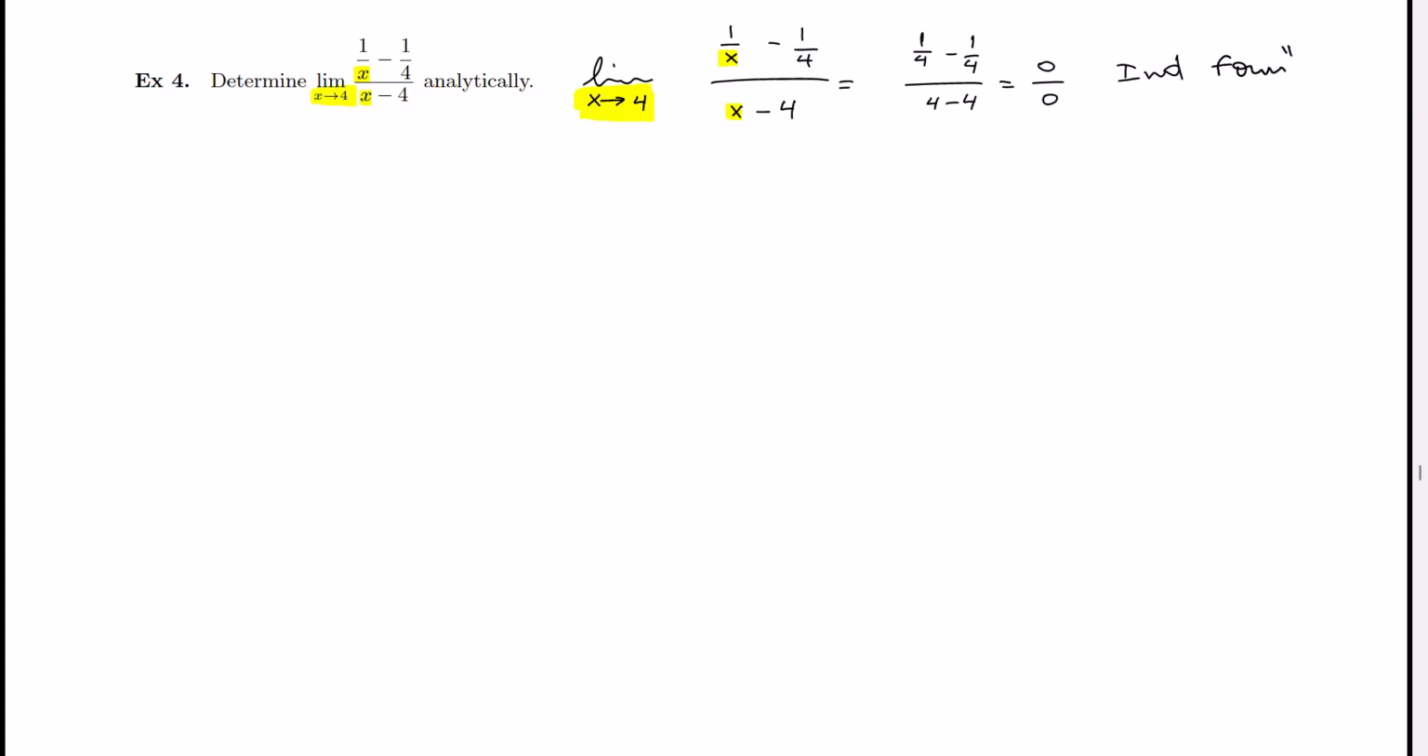I'm writing IND instead of the whole word, but that's what I mean when I write IND form. So it's the indeterminate form 0 over 0, which means there is an answer. It's just that I have to work a little bit hard to find the answer. And so again, what to do?